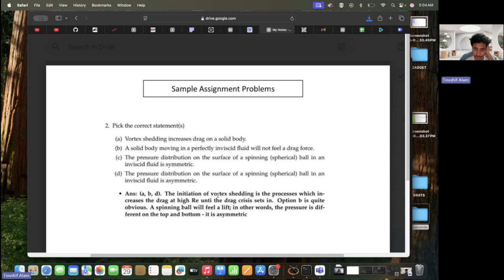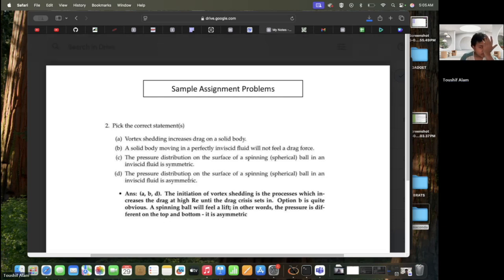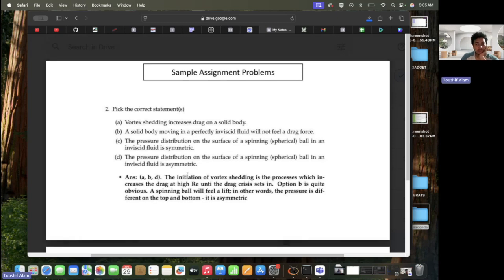Because the initiation of vortex shedding is the process which increases the drag at high Reynolds number until the drag crisis sets in. Option B is quite obvious, because a solid body moving in a perfectly inviscid fluid will not feel a drag force. Obviously, because this is valid for an ideal fluid. The spinning ball will feel a lift. In other words, the pressure is different on the top and bottom. It is asymmetric. So options A, B, and C are correct.